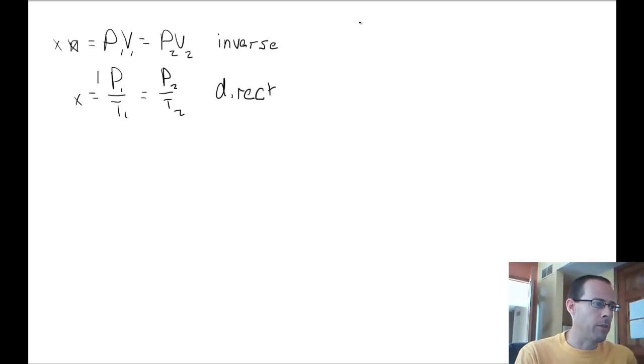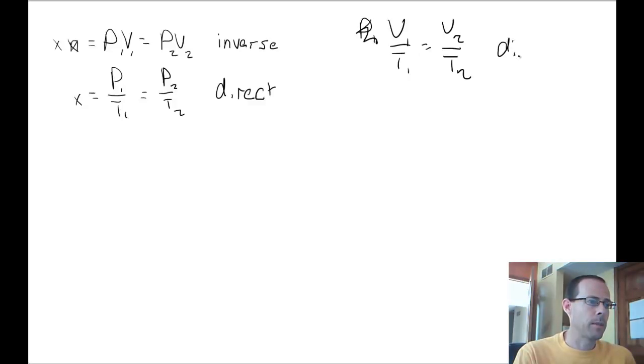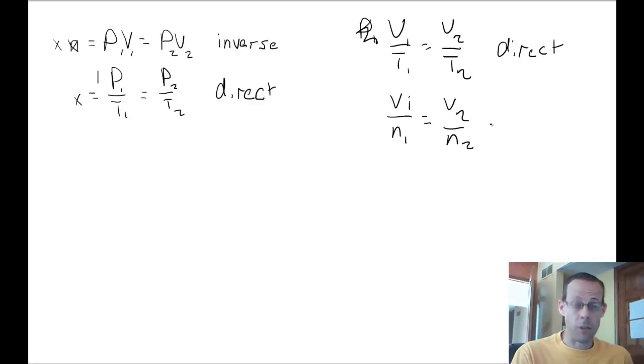And then another one you're probably familiar with is V1 over T1 equals V2 over T2, and this is known as Charles' law. And again, this is a direct relationship. And the other one that's a little bit less common is V over N. So V1 over N1 equals V2 over N2. And this is known as Avogadro's law, which just says the more moles you put in, the greater volume something is going to take up. So again, this is a direct relationship as well.